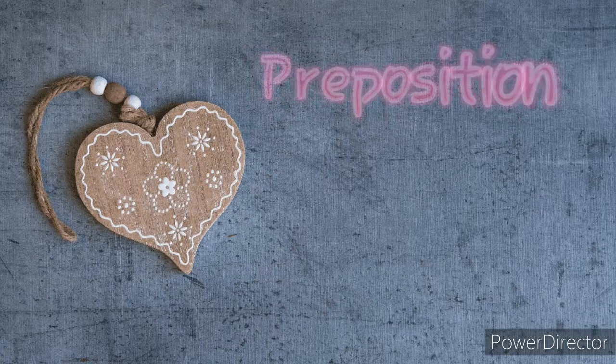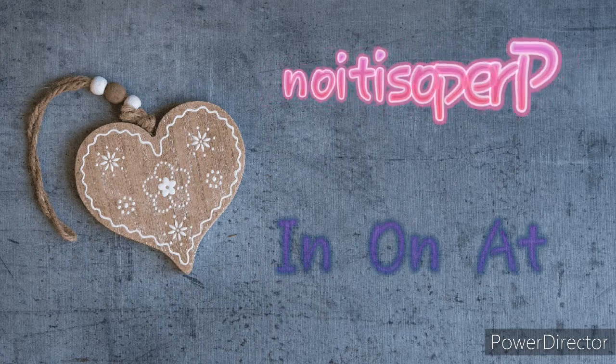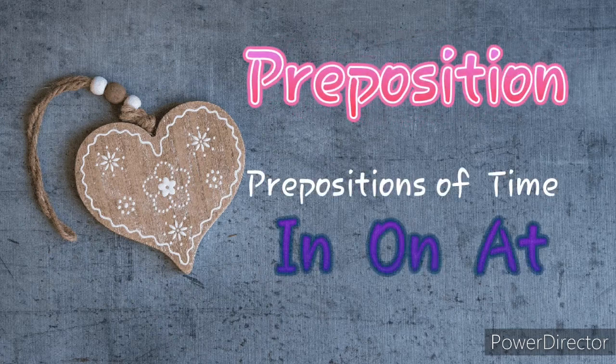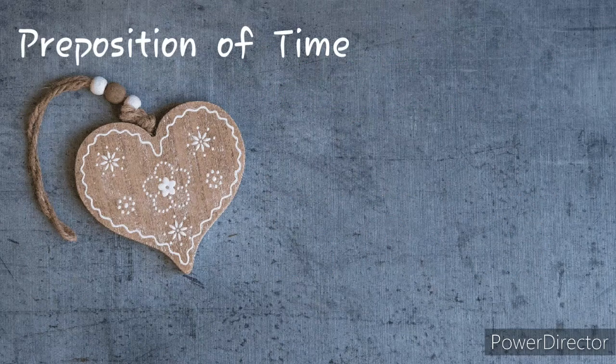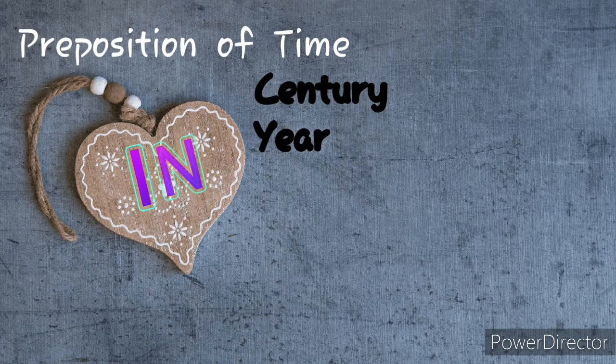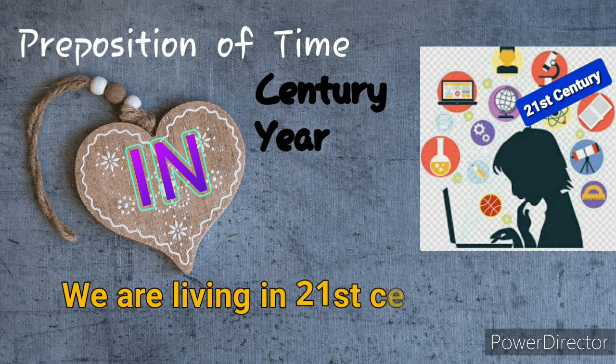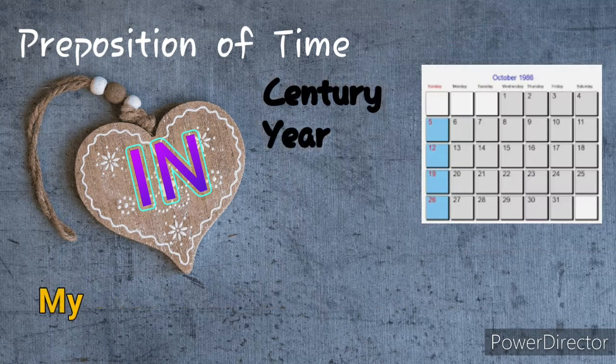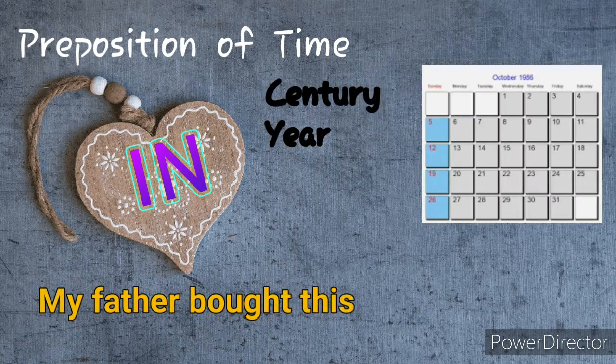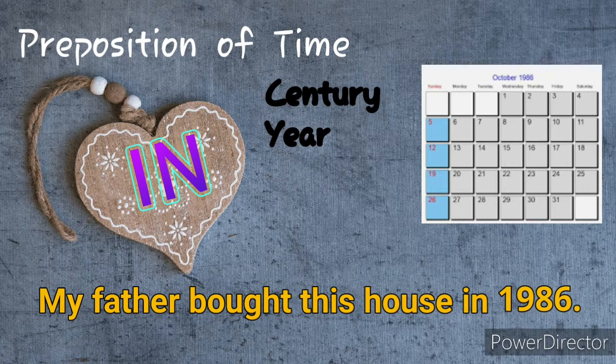Let's have a look at how to use the prepositions in, on, at with respect to time. In. In is always in general. In is used with century, year. We are living in the 21st century. My father bought this house in 1986.